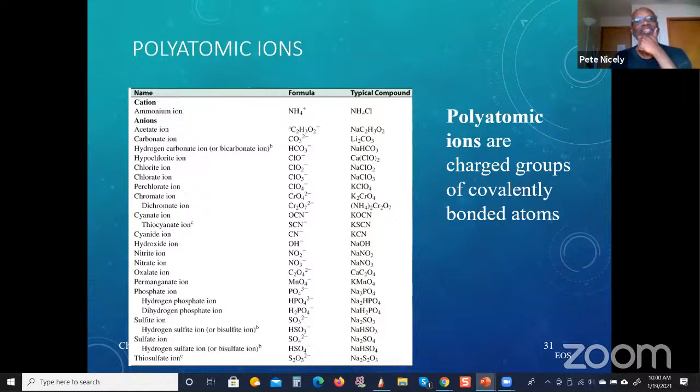Then we get to a situation where we can have what we know as polyatomic ions. And these are different from monatomic ions in that, in the case of polyatomic ions, the ion consists of a group of atoms held together by covalent bonds, and that group as a unit carries a charge. So there are some examples that are listed here.